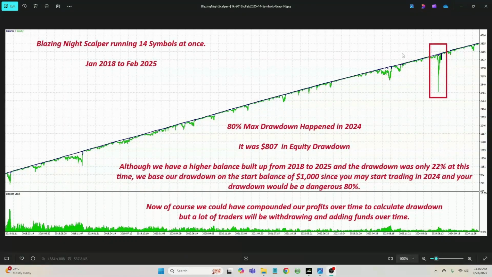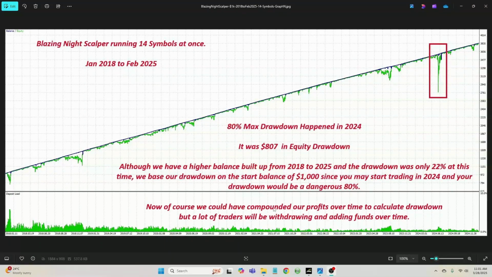Since what happens if you started your trading right here before that drawdown in 2024? Your drawdown would be a dangerous 80%. So we have to base this on the start balance. So that's how we basically do it.